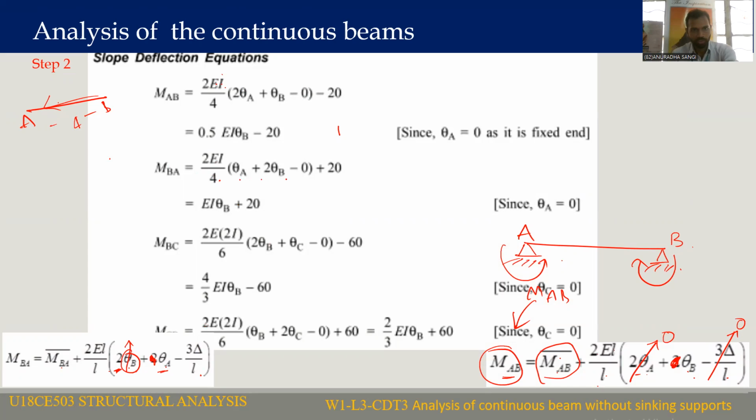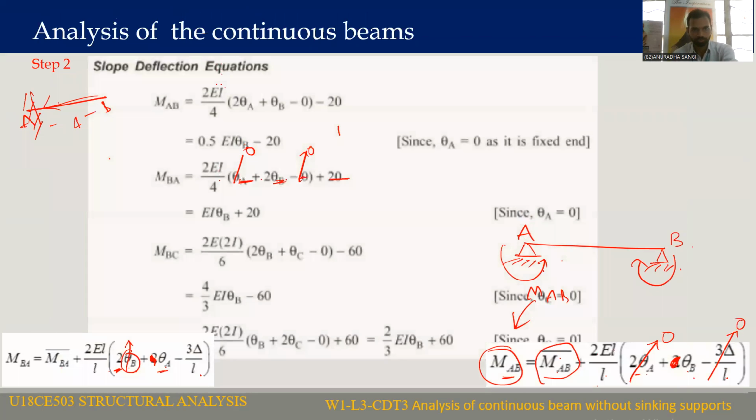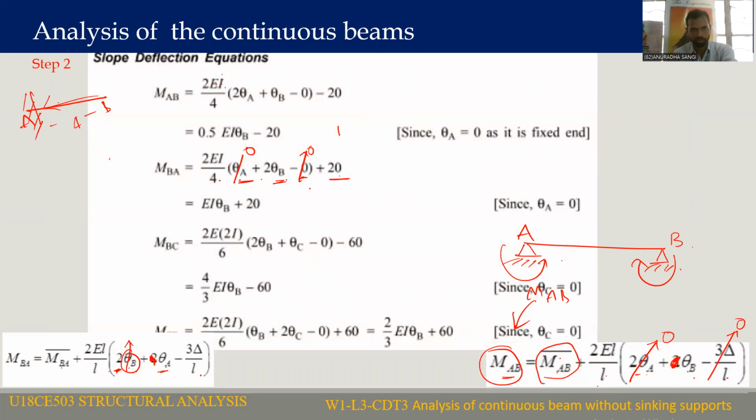So theta A is equal to 0, as we know support A is a fixed support, and for a fixed support theta A is equal to 0. Theta B is unknown, and delta will be 0. MFBA, the fixed end moment due to loading that we calculated, is equal to plus 20. So this is equation number 2, and the previous one is equation number 1.